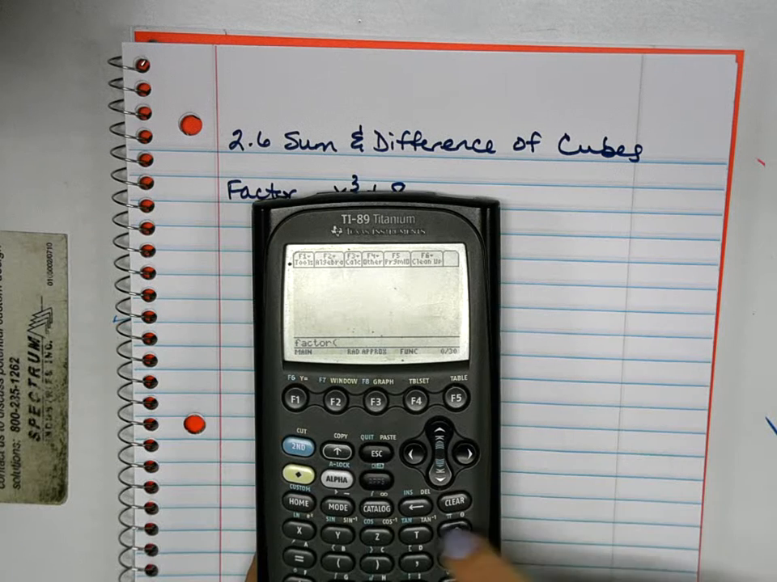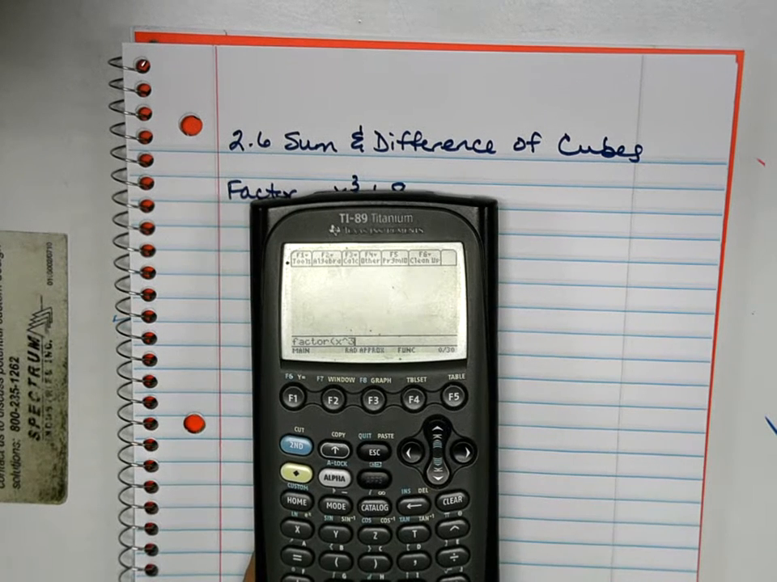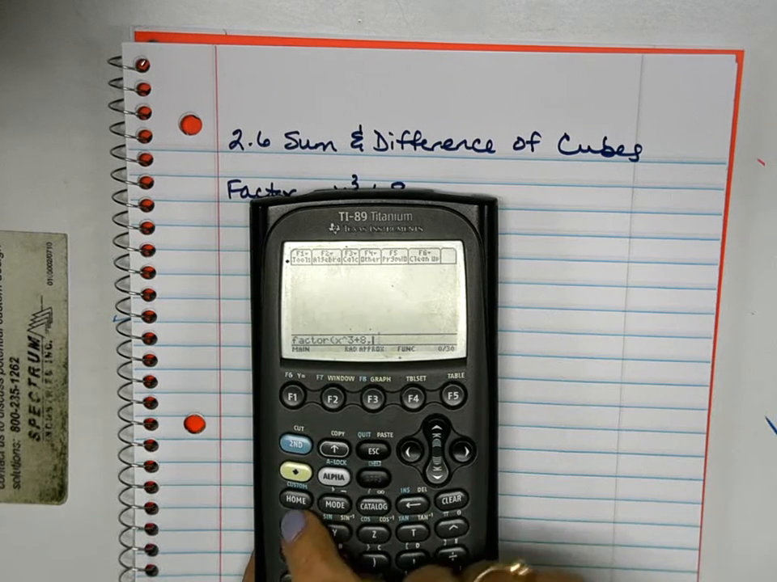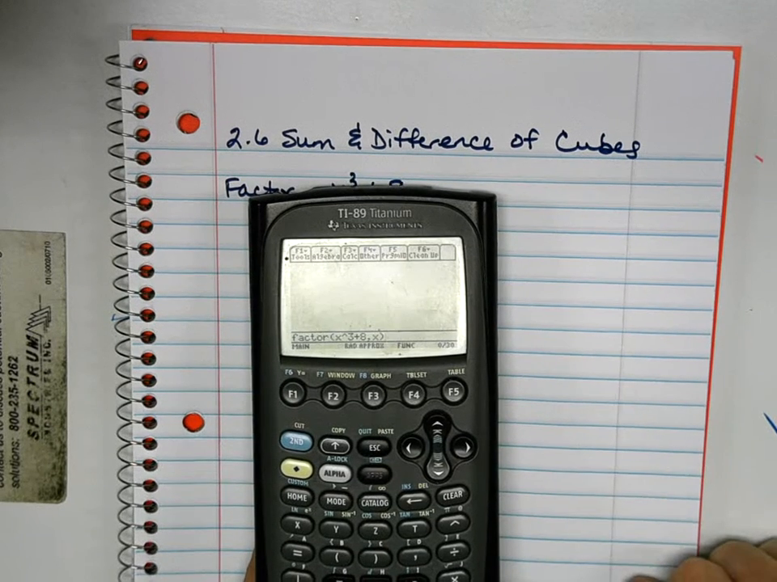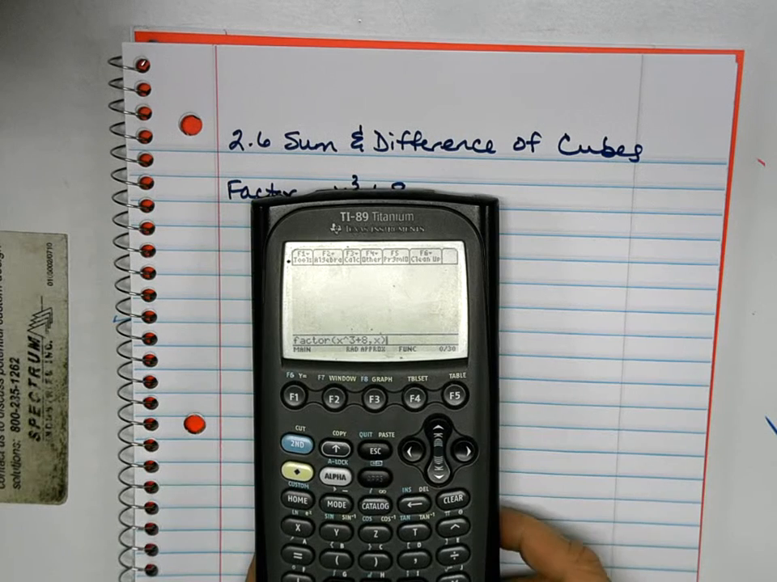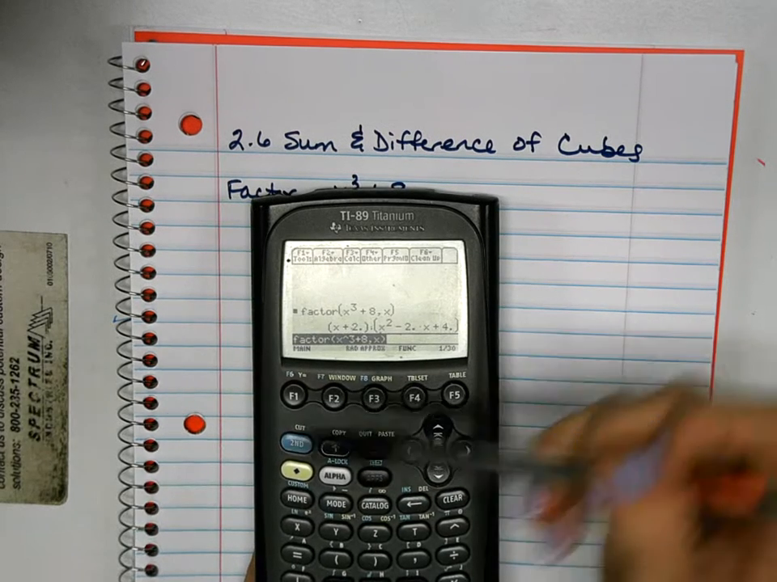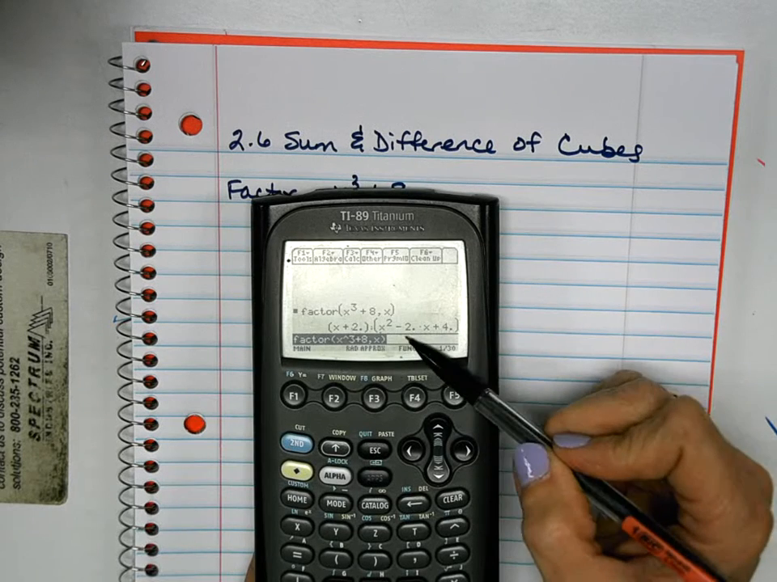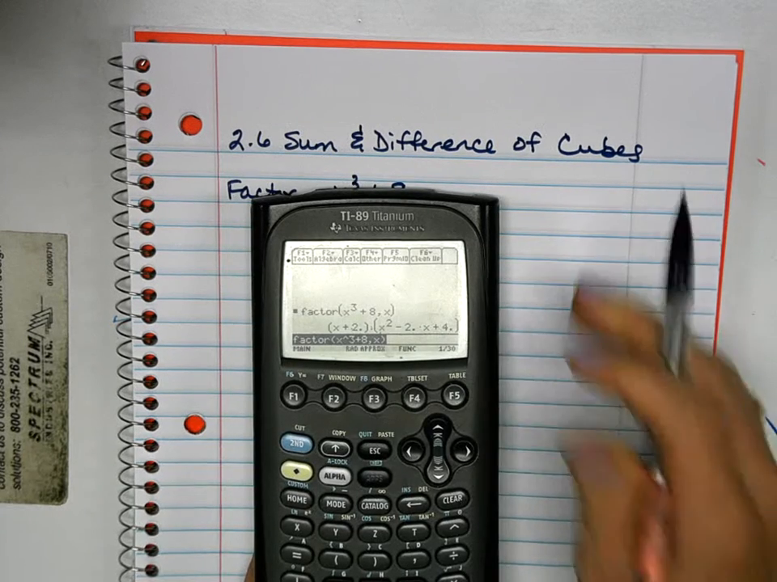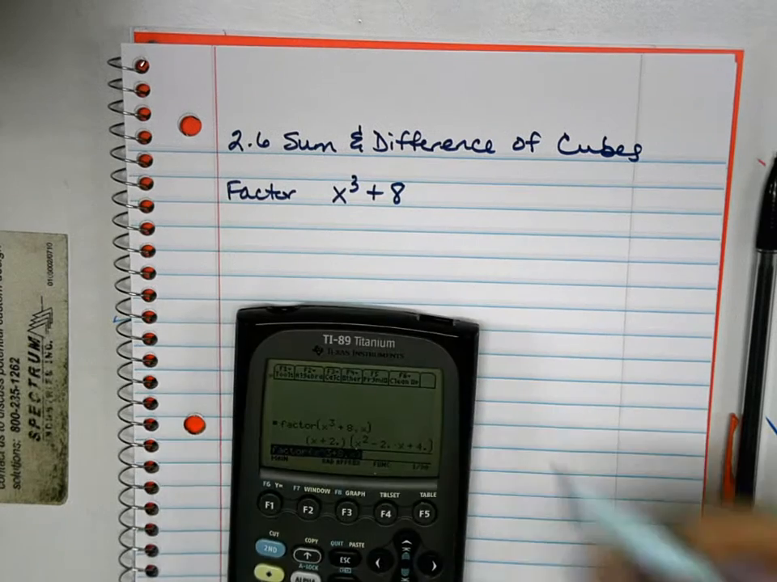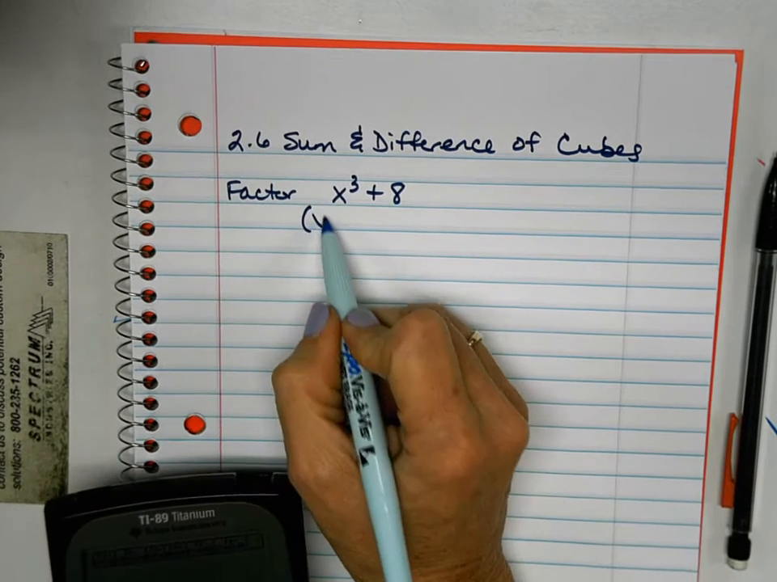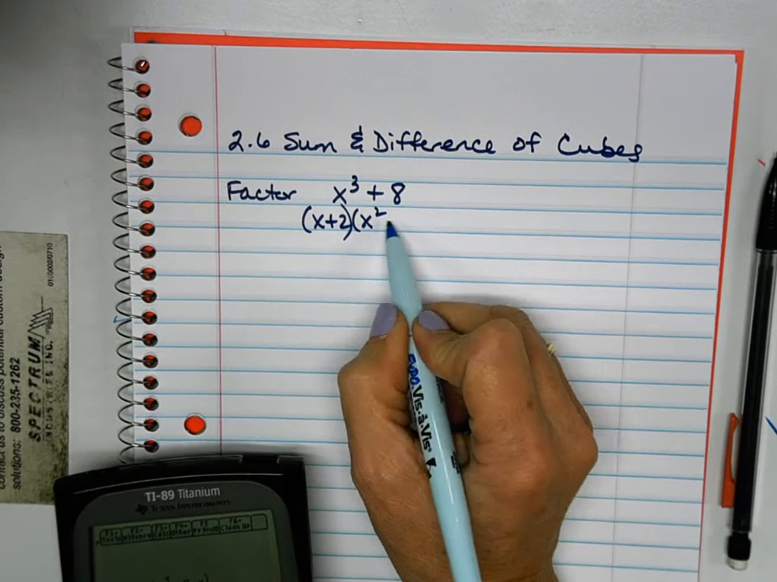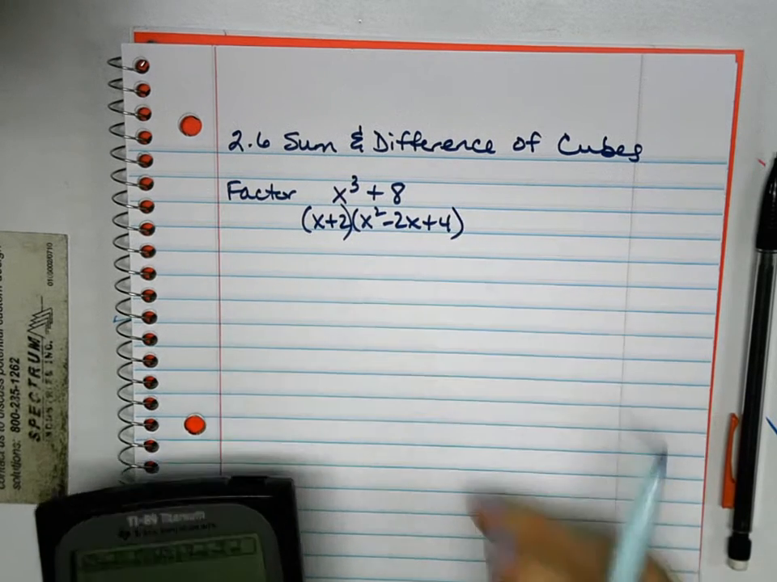Okay, so I'm going to have it factor x cubed, the way you have to do it on the calculators, you have to do the little caret, plus 8, and then I have to tell it to factor it in terms of x, so that's what that comma x is. Okay, so here's what it says it factors into. X plus 2 times x squared minus 2x plus 4. So that's what this calculator is telling us this factors into. Can you write that underneath here? X plus 2 times the quantity x squared minus 2x plus 4.